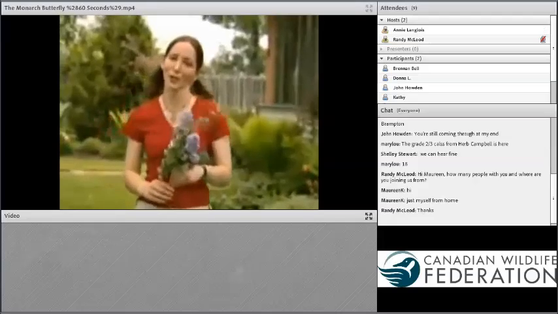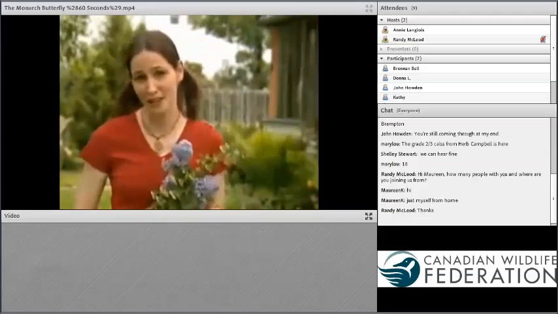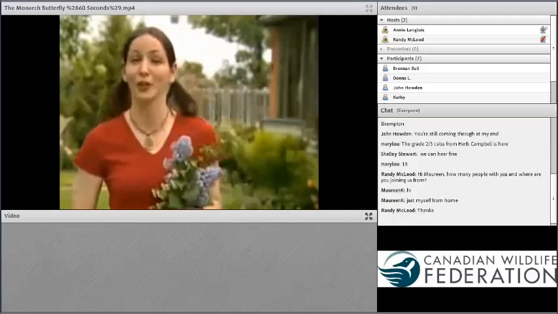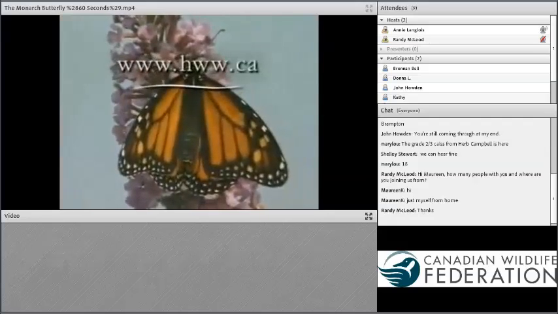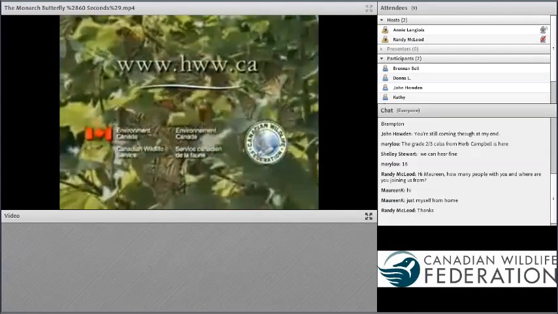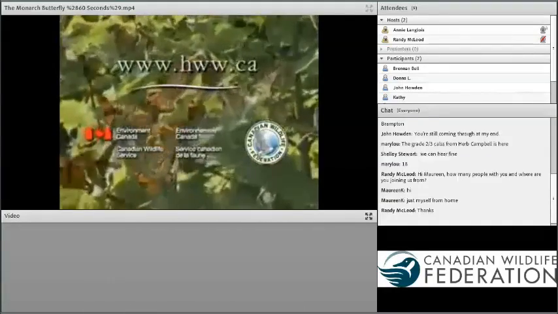How can you help? Look into ways of making your garden butterfly-friendly. Try planting butterfly weed, asters, and other flowering plants. And before you know it, many butterflies will be calling your backyard home. But that's just a start. When you go to hww.ca, you'll find out more about the monarch butterfly and get ideas on how to help protect Canada's wildlife. That's hww.ca.